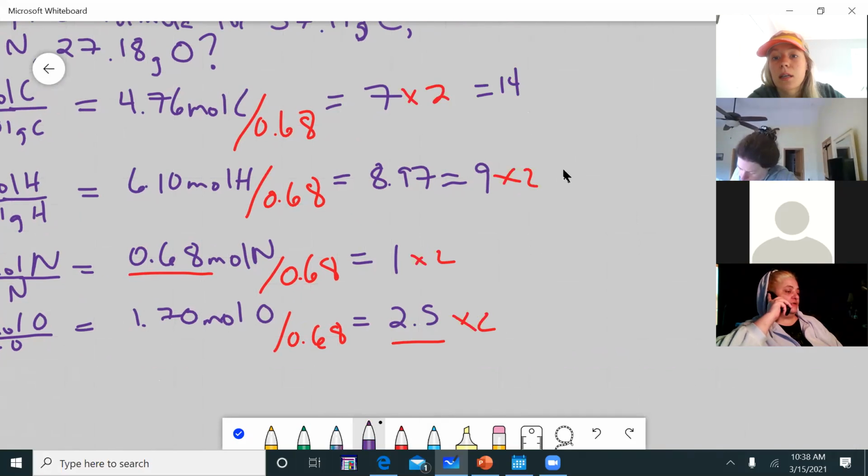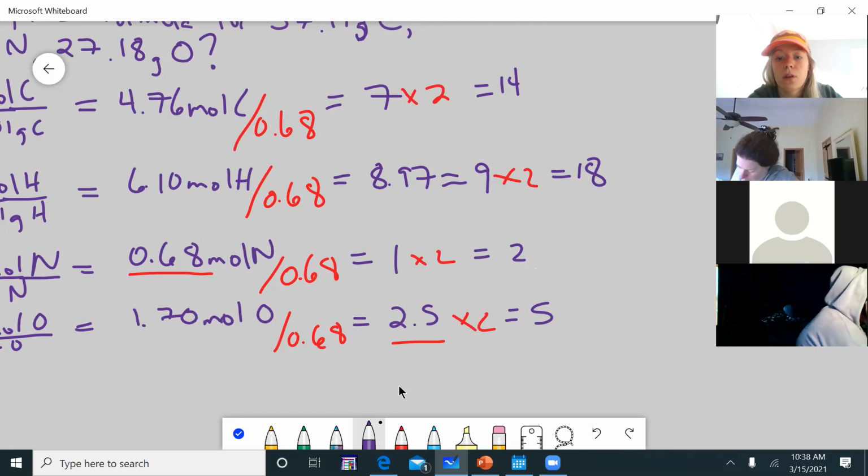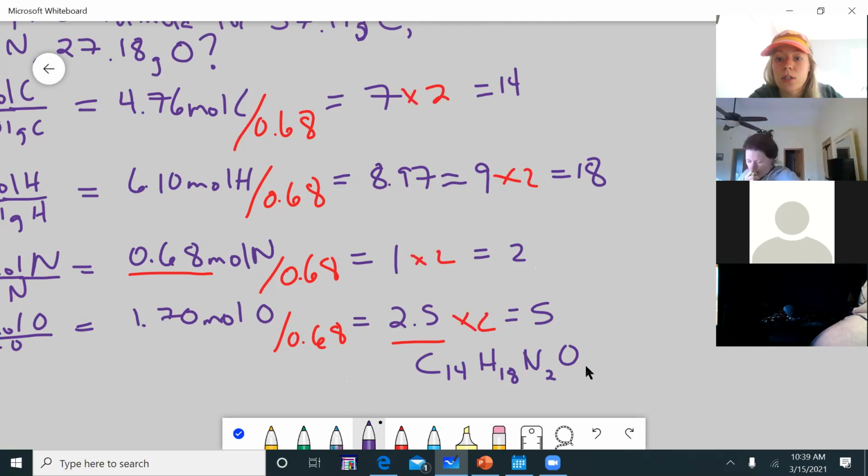14, 18, 2, and 5. Write it in the formula. So carbon will have a subscript of 14. Hydrogen will have a subscript of 18. Nitrogen will have a subscript of 2, and oxygen will have a subscript of 5. Some of these organics can get pretty clunky and cumbersome, so don't get freaked out if you see big numbers like that, okay?